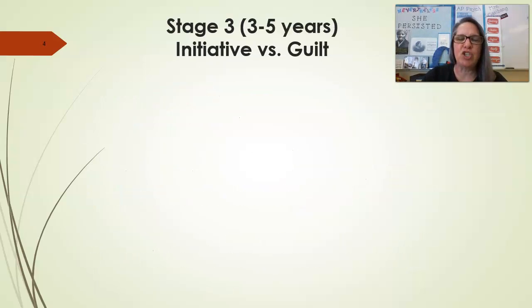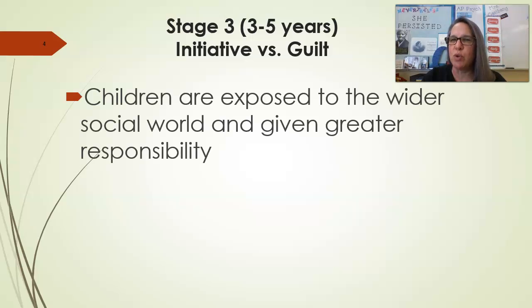All right, stage 3 is initiative versus guilt. So this is 3 to 5 years old, so preschool age roughly. Children are exposed to the wider social world and given greater responsibility. Okay, they go to preschool. This might be the time period where parents start to give them very small chores to do, like you have to make your bed when you get out of it, or you have to put your clothes in the dirty clothes hamper, or something like that. They're given very, very small responsibilities.